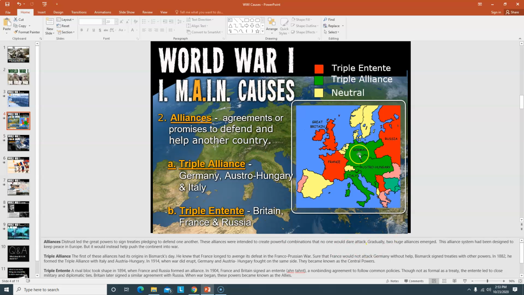So here in the map, you see the green countries, the Triple Alliance: Germany, Austria-Hungary, and Italy. Also, the key indicates the green is the Triple Alliance. The Triple Entente was made up of Britain, France, and Russia. Here's France, and here's Russia. The yellow countries are neutral. They have not, at this point, at the start of the war, taken sides.